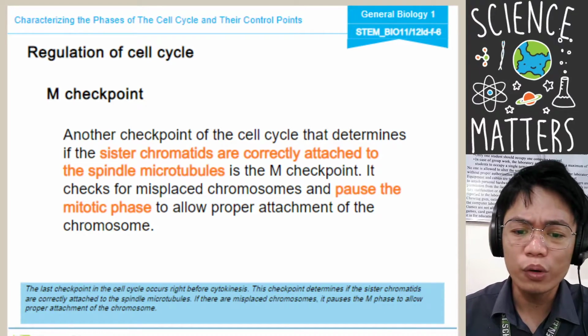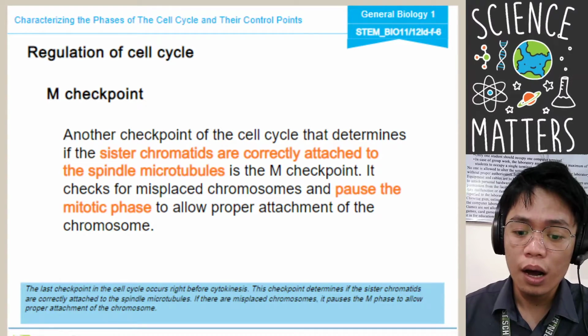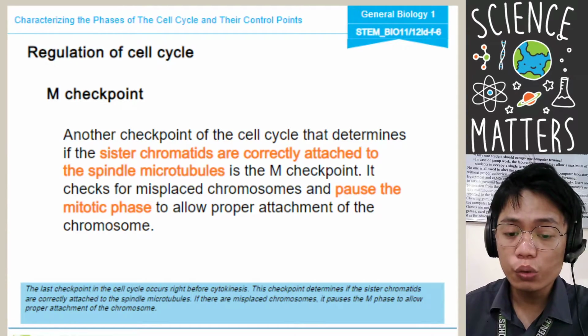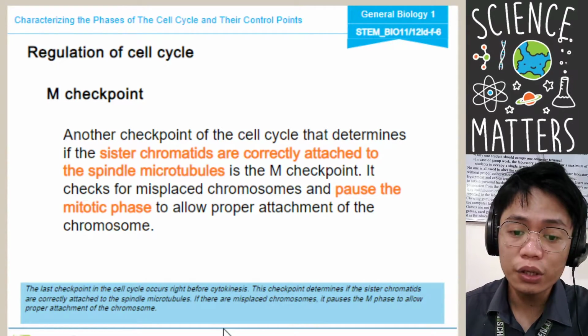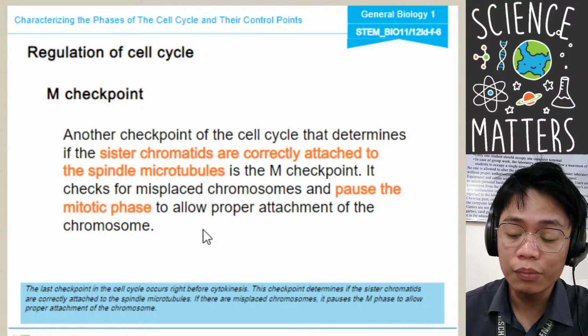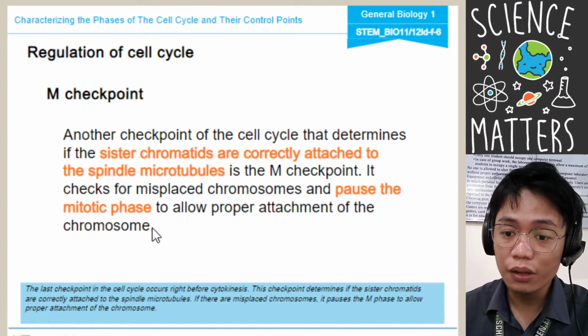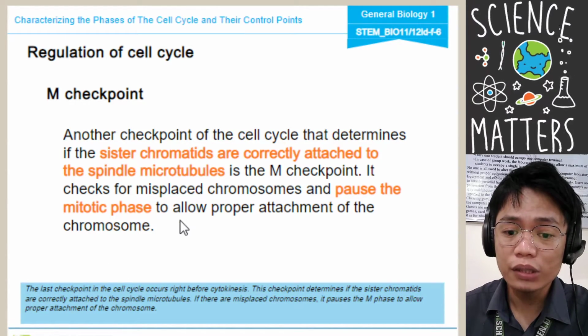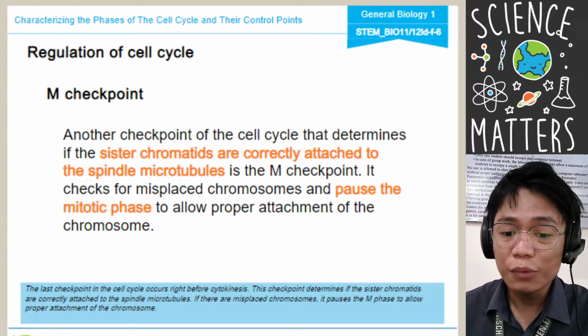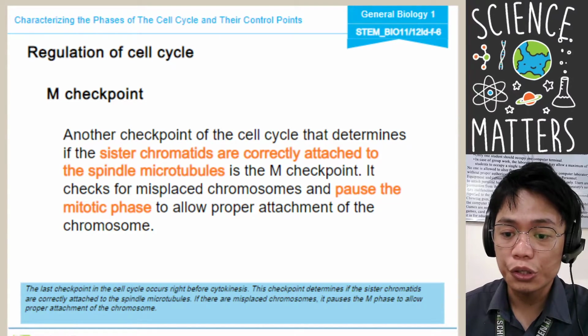So what is the importance of checkpoints? The importance of checkpoints is to make sure that all the necessary material for the replication or for the cell cycle is present before going to the next processes. Because if there is no checkpoint, it might result in cell mutation. It may metastasize and it may become a cancer cell.